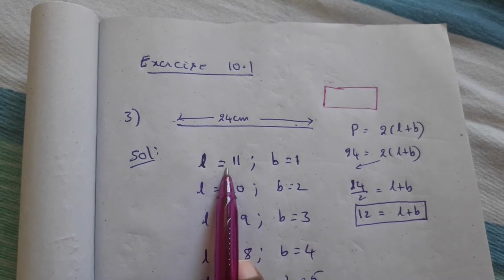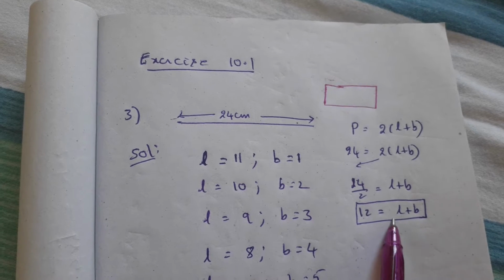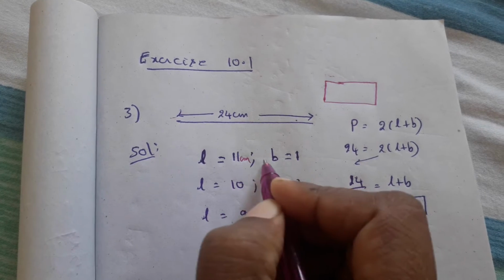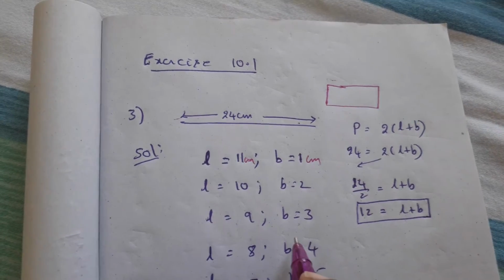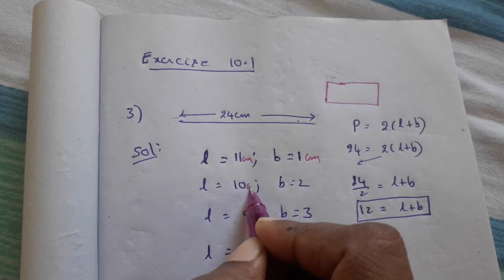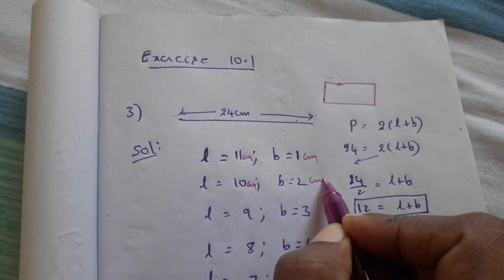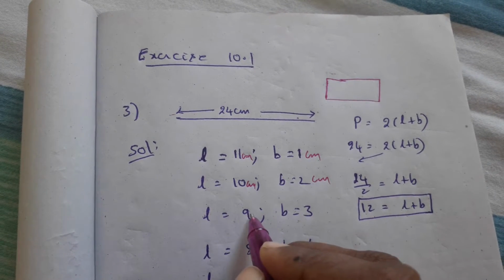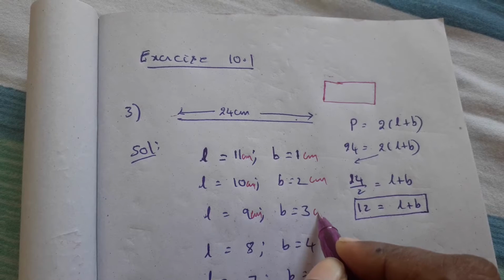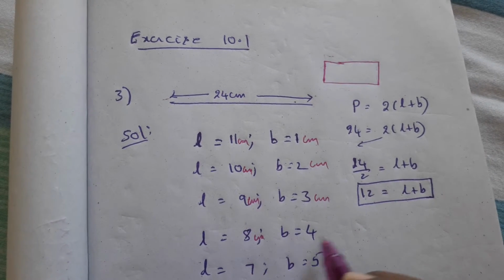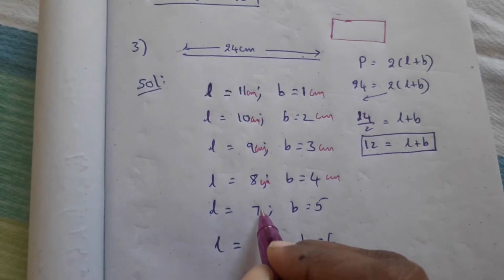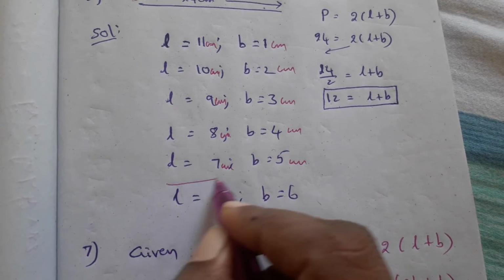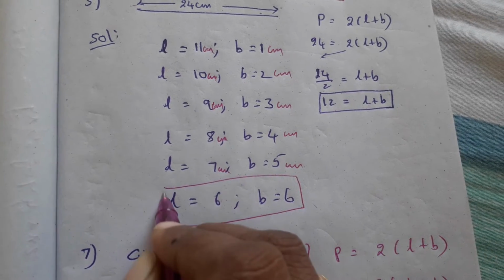Yes, so therefore I am taking L is equal to 11 now. Suppose I make 11 centimeters the length, the breadth automatically must be 1 centimeter. If I make length 10 centimeters, my breadth should be 2 centimeters. Why am I doing like this? Because L plus B must be 12 centimeters. So length 9 centimeters, then breadth is 3 centimeters. Length 8 centimeters, breadth 4 centimeters, length 7 centimeters, breadth 5 centimeters. And now see, length is equal to 6 and breadth is equal to 6.